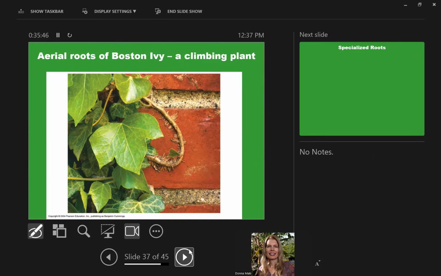Anyways, aerial roots again, adventitious roots, Boston ivy. If you've seen some beautiful ivy plants growing, especially on old brick buildings, they tend not to rip those off because it looks so stately, hopefully. And you can see they're pretty well secured there with those adventitious roots on the brick wall.